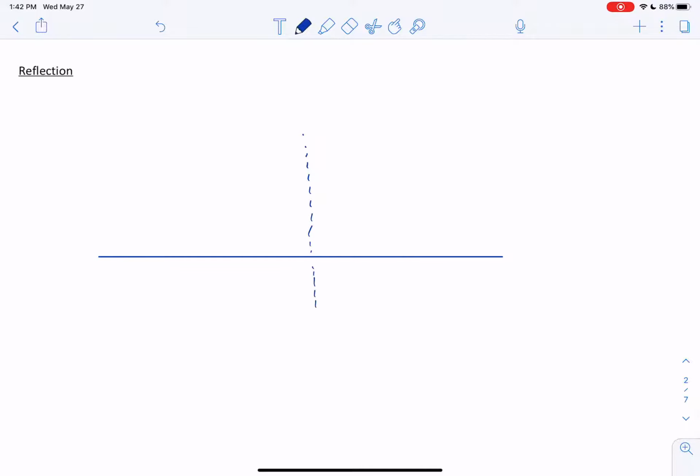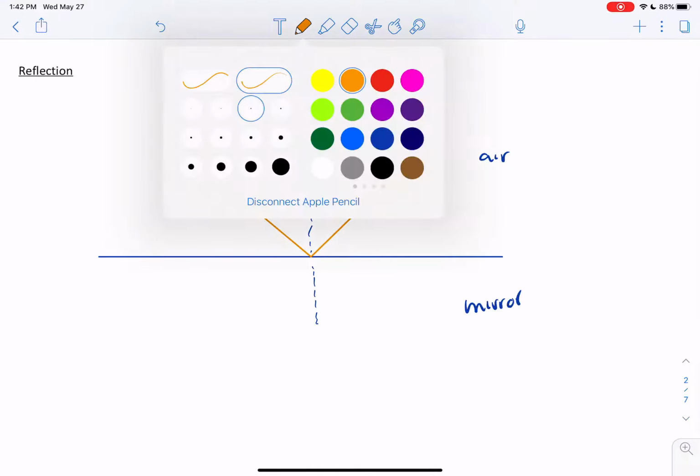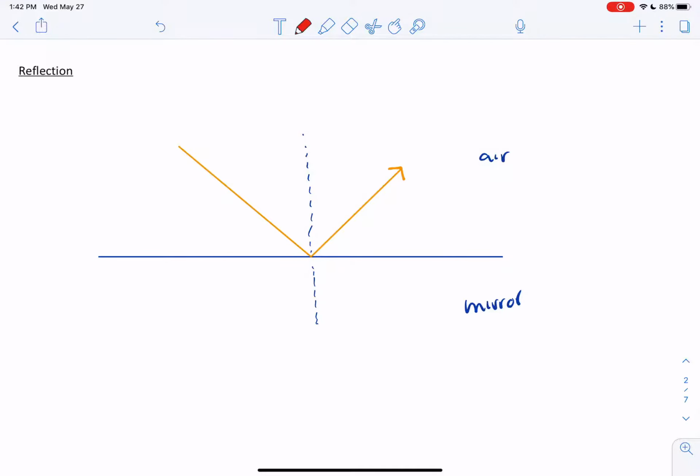So I'm drawing my barrier. Let's say this is air and this is a mirror. So we have our light, and our light is going to come in, and then it is going to reflect back out. We call this ray of light that is coming towards the mirror our incident ray of light. The light that is bouncing back off of the mirror is called your reflected ray.